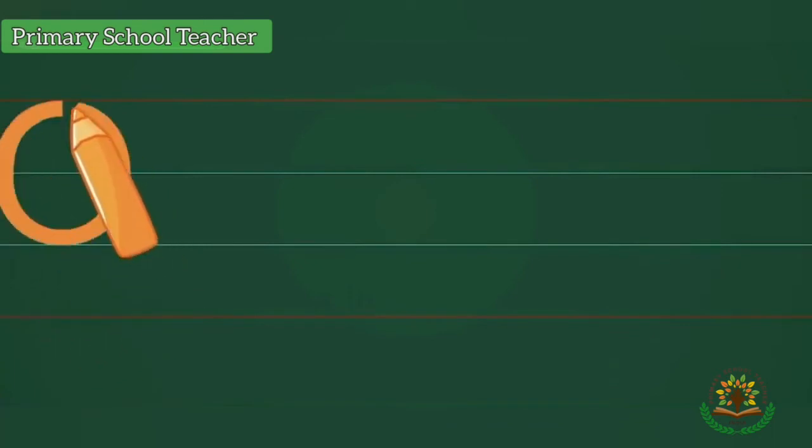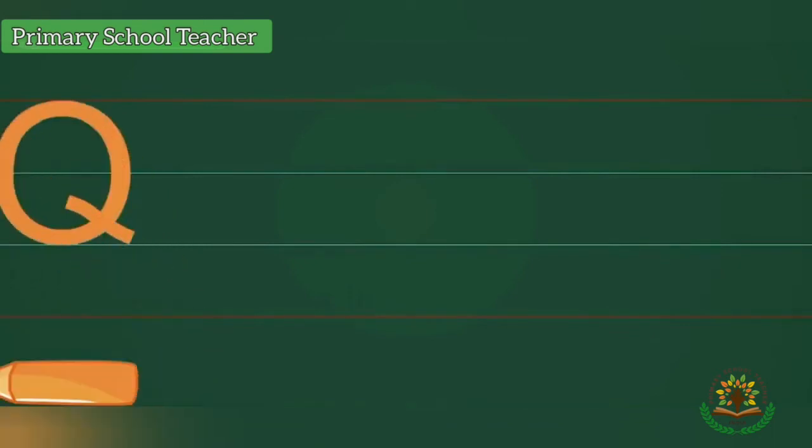Now we are going to write Q. Q is just an O with a cross line.